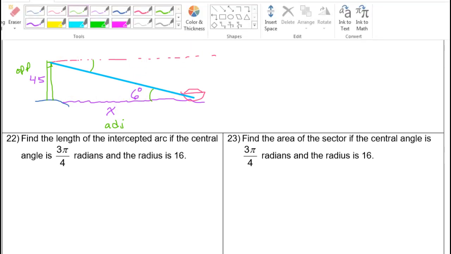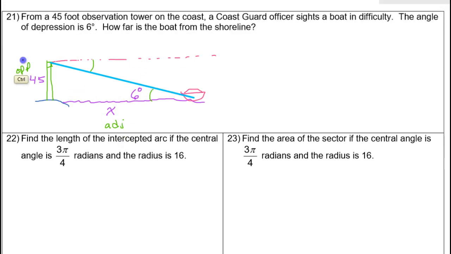So we could use the tangent function, because tangent is opposite over adjacent. So we could say the tangent of 6 degrees is opposite over adjacent. So that would be 45 over x. When the variable is in the denominator, the easiest thing to do is just to swap these. So this is going to be x is equal to 45 over tangent 6. Okay? Now, all we have is a 4-function calculator, so we will have to leave our answer in this form.